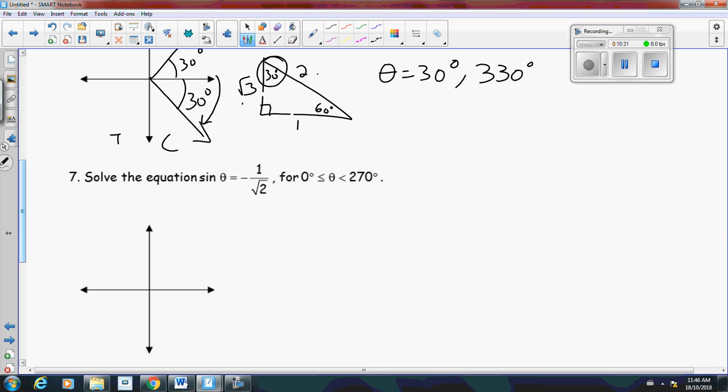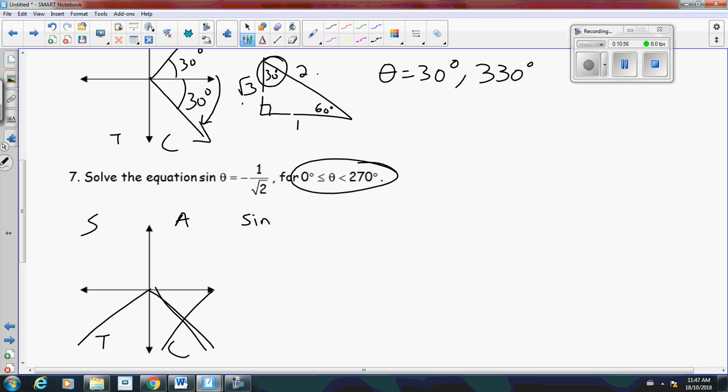Okay, question 7 is very similar. So again, I'm going to first determine what quadrants I am in. Since sine is negative, I could be in quadrants 3 or 4. Notice for this question, they only want solutions between 0 degrees and 270. So I don't need to worry about the solution in quadrant 4 for this question.